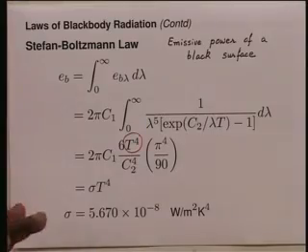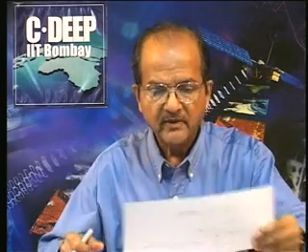So, we have three laws now for black body radiation: Planck's law, which gives us the monochromatic emissive power of a black surface; Wien's law, which gives you the wavelength at which the maximum value of the monochromatic emissive power occurs at a particular temperature; and Stefan-Boltzmann law, which gives you the emissive power of a black surface. Now, let us do a problem. The problem which we are going to do is the following.